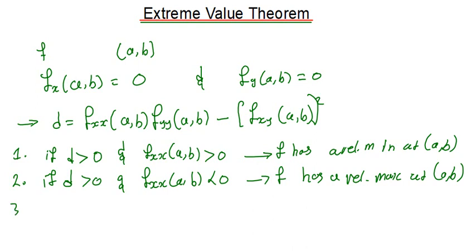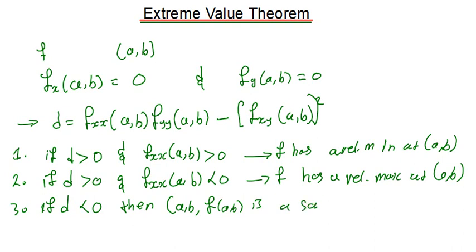The third point: if my D is less than 0, in fact I don't even need to talk about the second partial part. If my D is less than 0, then f(a, b) is a saddle point. Meaning among the critical points that you have, that point is a saddle point.